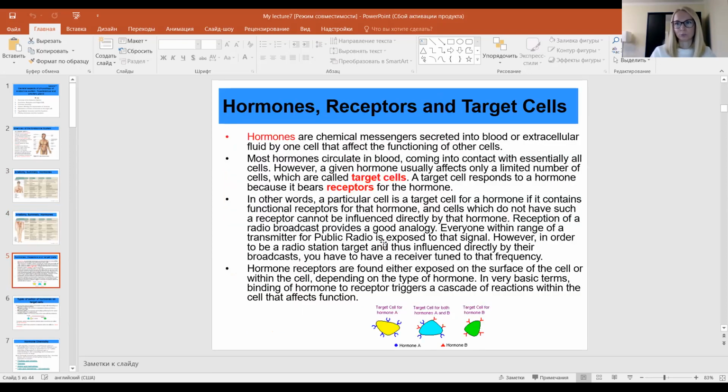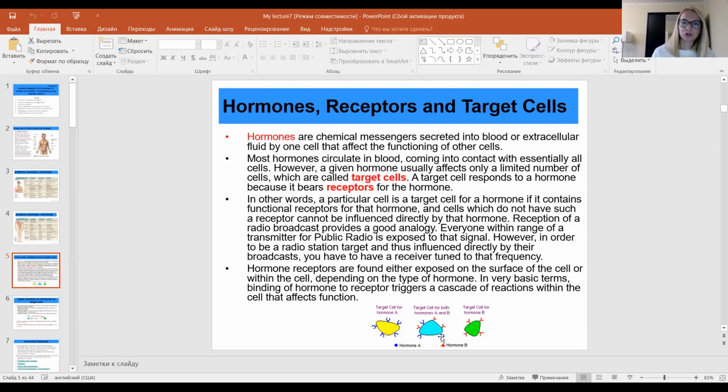So, what are hormones? Hormones are chemical messengers secreted into the blood or extracellular fluid by one cell that affect the functioning of other cells. Most hormones circulate in blood, coming into contact with essentially all cells. However, a given hormone usually affects only a limited number of cells, which are called target cells. A target cell responds to a hormone because it bears receptors for the hormone.